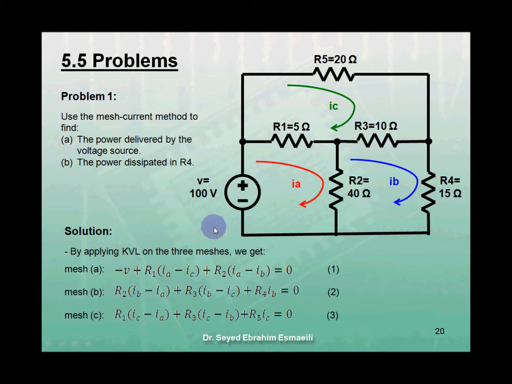Applying KVL on these meshes, we get for mesh A: minus V plus R1 times (IA minus IC) plus R2 times (IA minus IB) equals 0. For mesh B, we have R2 times (IB minus IA) plus R3 times (IB minus IC) plus R4 times IB equals 0. And for mesh C, we have R1 times (IC minus IA) plus R5 times IC plus R3 times (IC minus IB) equals 0.